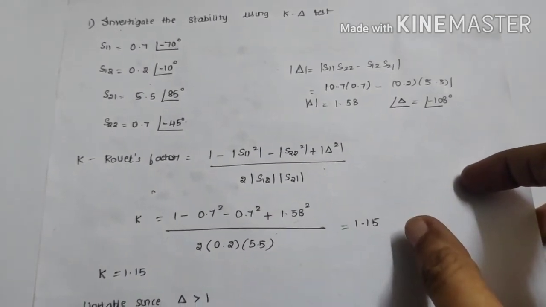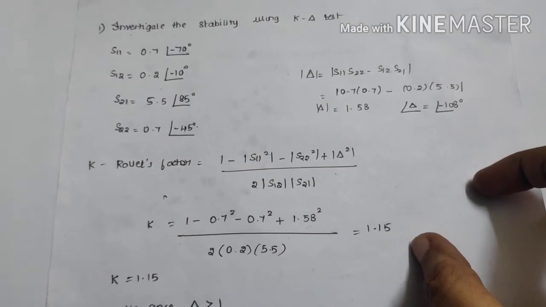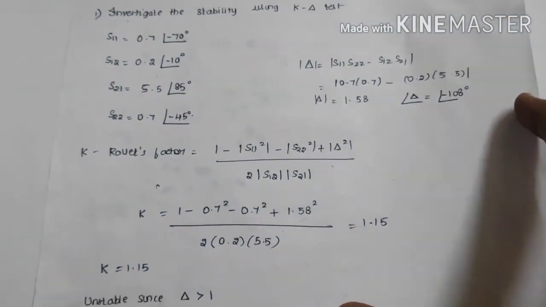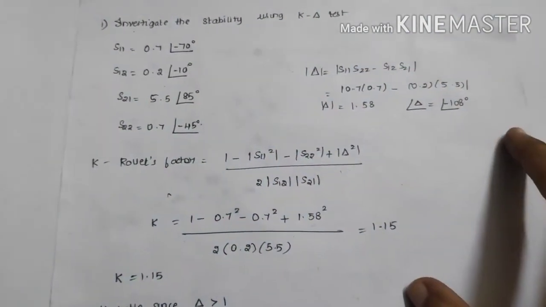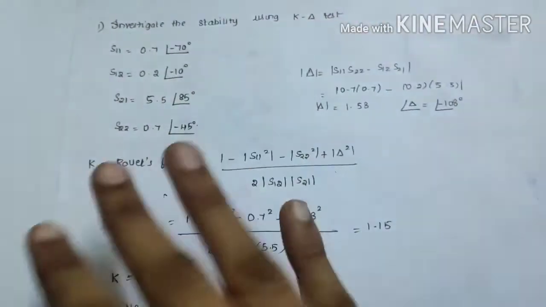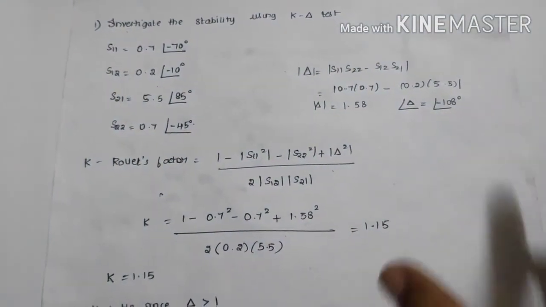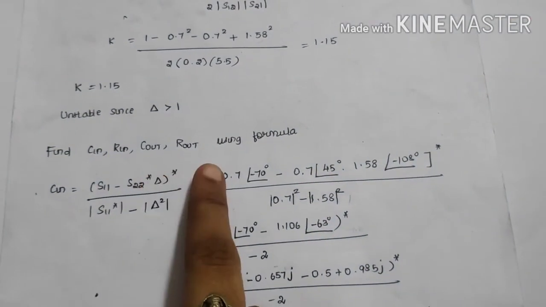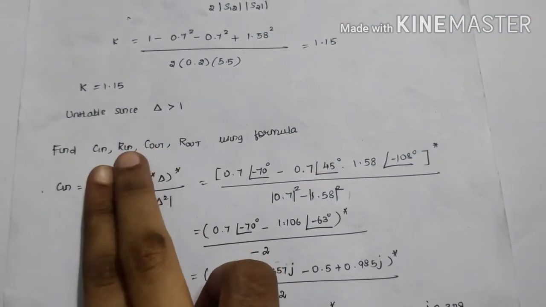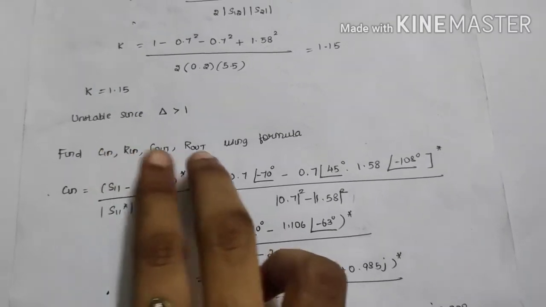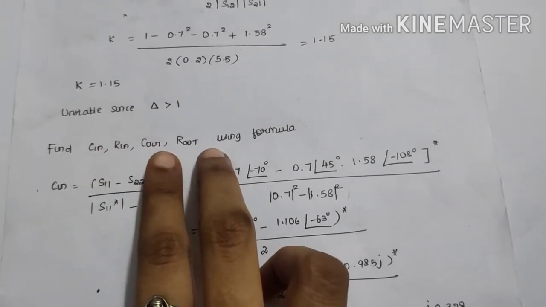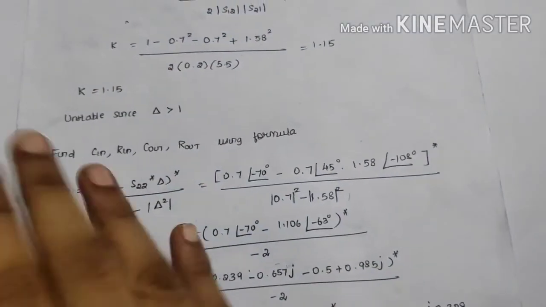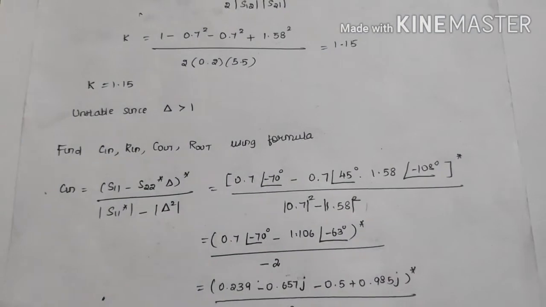But even though it is unstable, we need to find out the regions where the amplifier can be stable. It is partially unstable. We cannot conclude it is totally unstable, but there might be certain regions where the amplifier is stable and regions where it is unstable. Now to find those regions, we need to find C in, C out, R in and R out. Using C in and R in, we'll draw the input stability circle. Using C out and R out, we'll draw the output stability circle, and those two circles are used to predict the regions of stable and unstable operation.